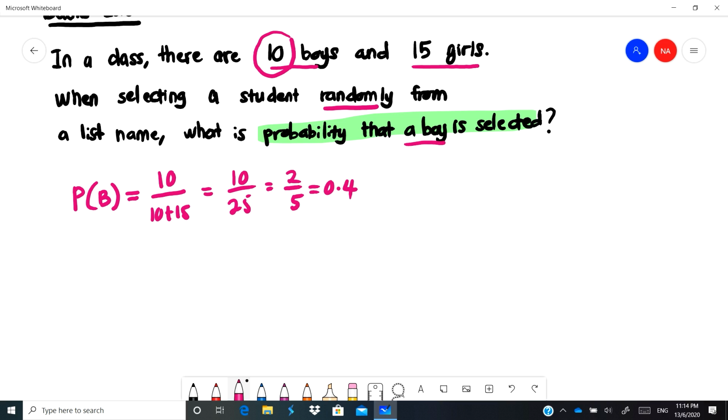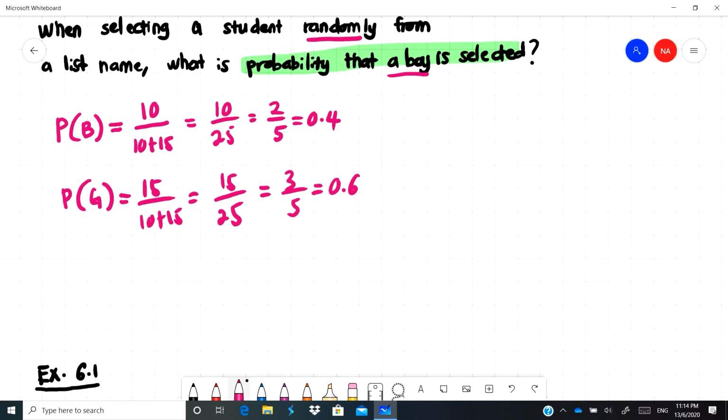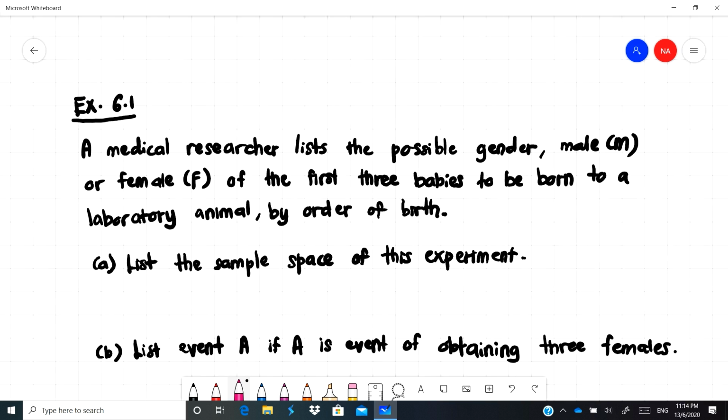That is the probability. The value should be between 0 and 1. If it is more than 1, you have made a mistake in your calculation. If we want to find the probability of getting a girl, we have 15 over 10 plus 15, so 15 over 25, which is 3 over 5, or 0.6. So the probability of getting a girl from the list, selected randomly, is 0.6. Why is the probability higher? Because the number of girls is more than the number of boys. That's the basic idea of what probability is.